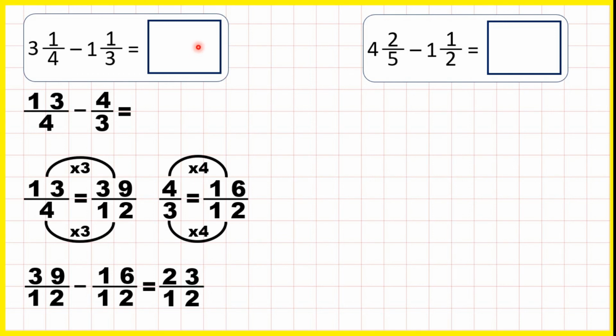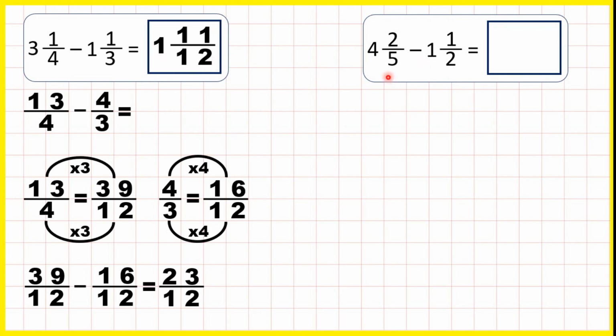So we could answer 23 twelfths, but if we want to turn that back into a mixed number, we can divide. 23 divided by 12 is 1, remainder 11, so the remainder is our numerator, and we keep the denominator the same as it is here. So our answer is 1 and 11 twelfths.